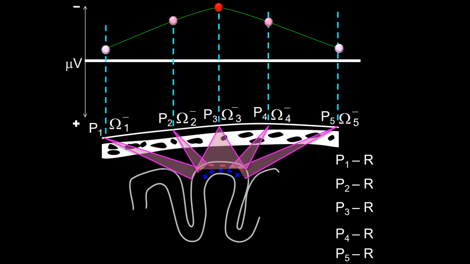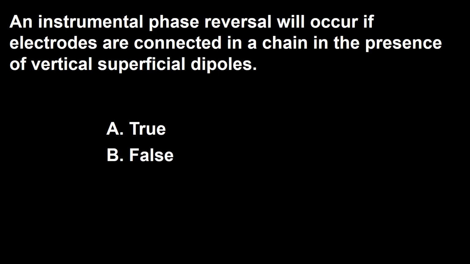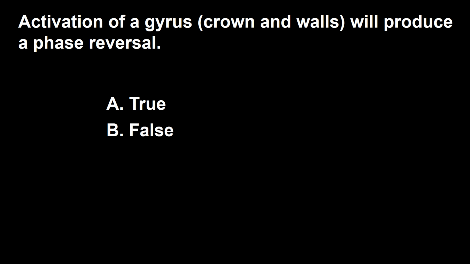On the other hand, connecting those electrodes to a common neutral electrode, here represented by R, will yield all waves going up, that is, being negative, with the highest amplitude at P3. So the answer to this question is true. Next question. Activation of a gyrus, that is to include the crown and walls of a convolution, will produce a phase reversal. A, true; B, false.